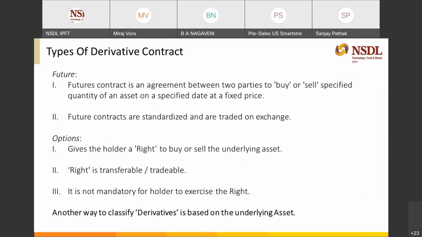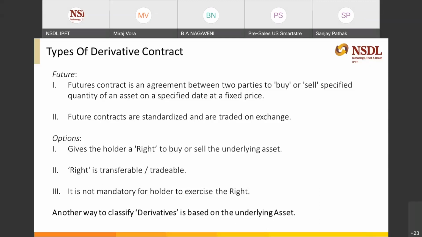Now, what were the types of derivative contracts that came into existence? If you see, there are two main contracts. First is a future. A future contract is basically nothing but an agreement between the buyer and seller to either buy or sell that specified underlying at a fixed price at a specified date.